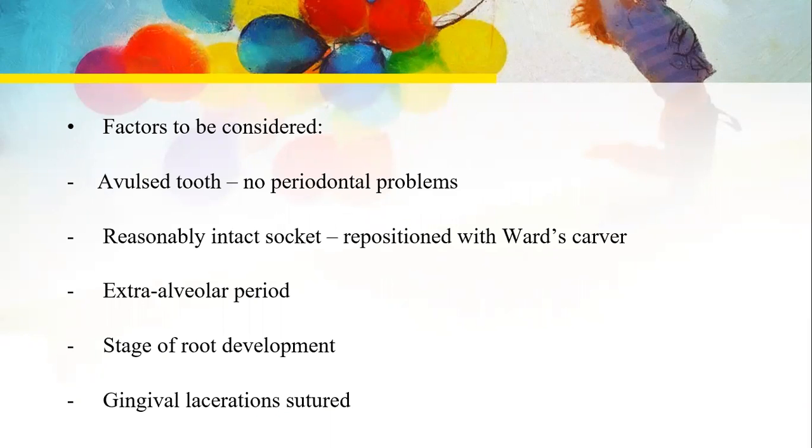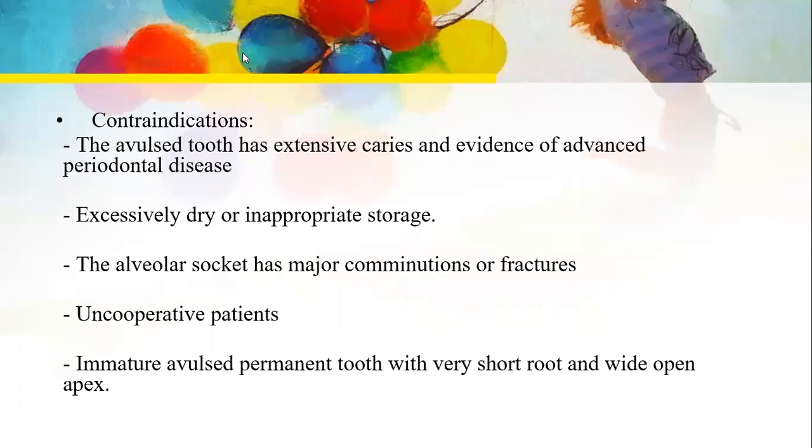For transplant reimplantation, the factors to be considered are: the avulsed tooth should not have any periodontal problem, a reasonably intact socket should be there, reposition with the Ward's carver, then the extraalveolar period has to be noted, then the stage of root development, and gingival laceration is sutured. Some of the contraindications of replantation are that the avulsed tooth has extensive caries and evidence of advanced periodontal diseases.